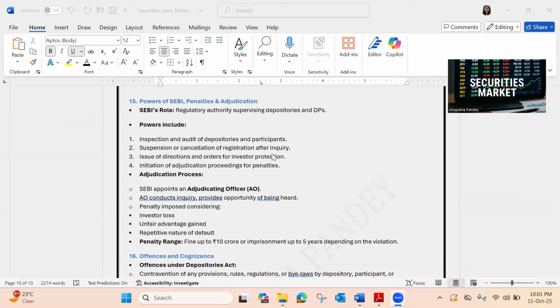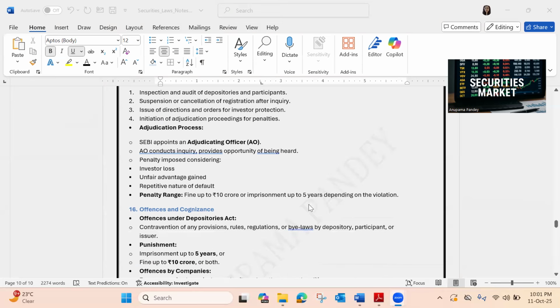Penalty का criteria कैसे होगा, मतलब कौन से बेसिस पे डिसाइड होगा कि इन्वेस्टर्स को लॉस कितना हुआ है, DPs और depositories को गेन कितना हुआ है, undue gain, unfair gain, और repetitive nature, कितने बार रिपीट हुए हैं नॉन कंप्लायंस. तो this will be the criteria and fine will be this given in here.